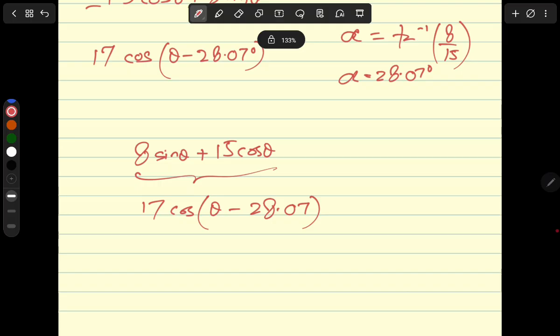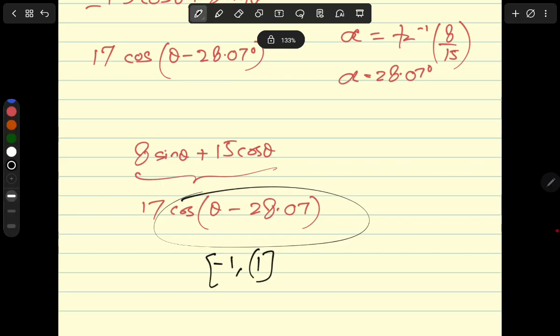So now cosine, what is the maximum value of cosine that it takes? It ranges between minus 1 and 1. So the maximum value that it takes is at 1, and when you multiply 1 with 17, you get the answer of 17. So that's the maximum value that this wave is going to take. Okay, one line, no calculus, no graph, nothing. This is why Cambridge teaches the auxiliary angle method.